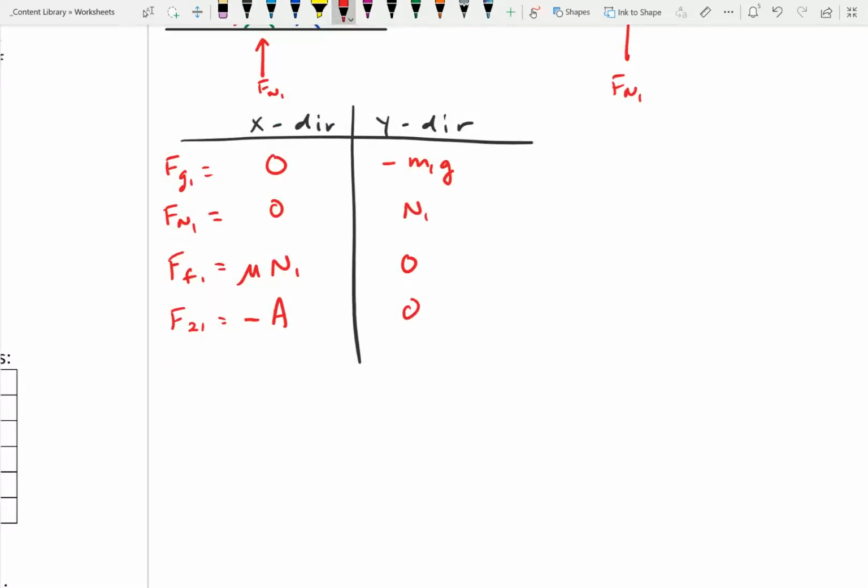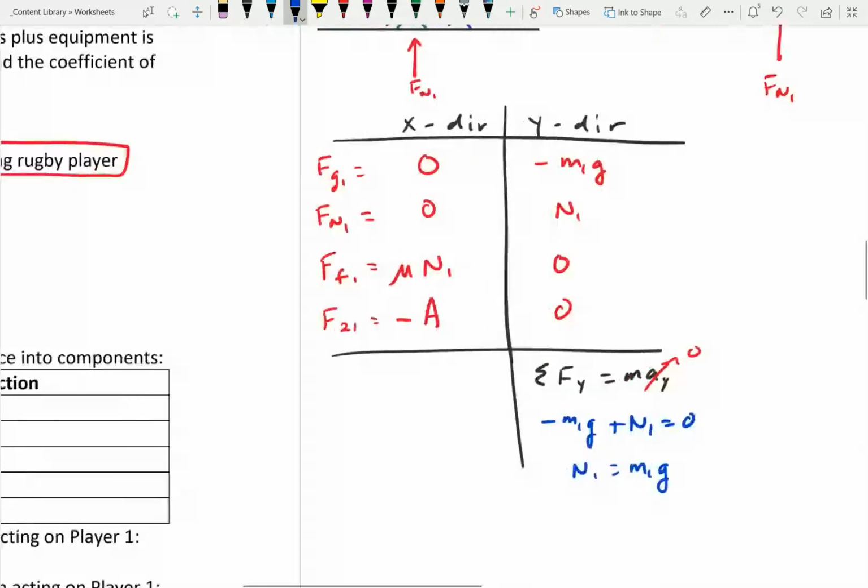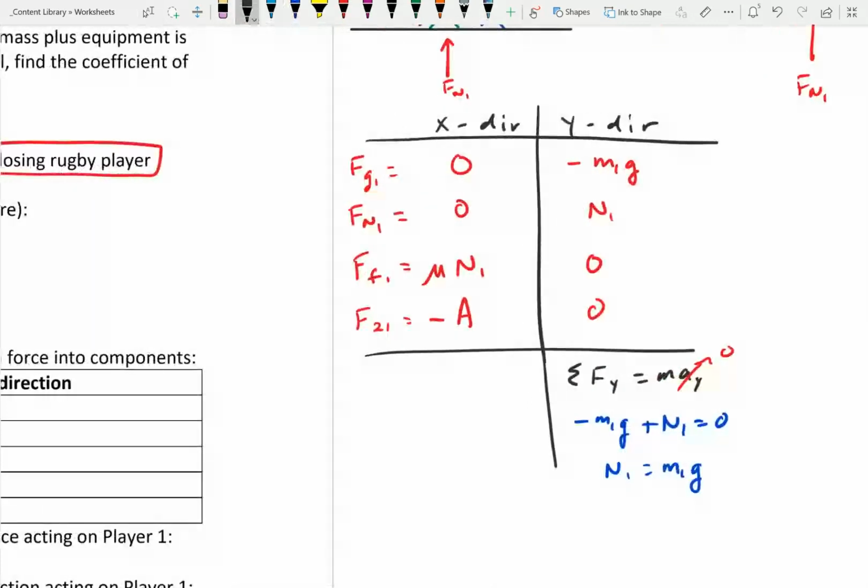Why do we make our forces in such a table? So I can apply Newton's second law in each direction. Why did I choose the coordinate directions I did? So the acceleration in the y direction is 0. So this becomes a fairly simple minus m1g plus n1 equals 0. So n1 is equal to m1g. Now I come over to the x direction. Sum of the forces in the x direction is equal to m1 ax. I should have put subscript 1. Why do I put m1 ax?